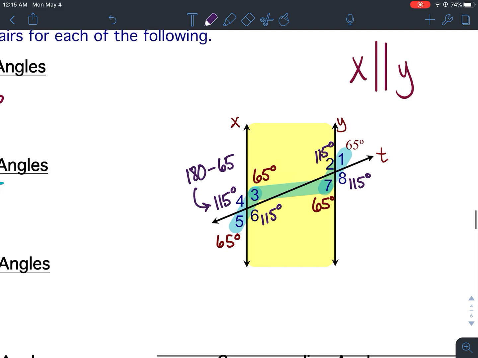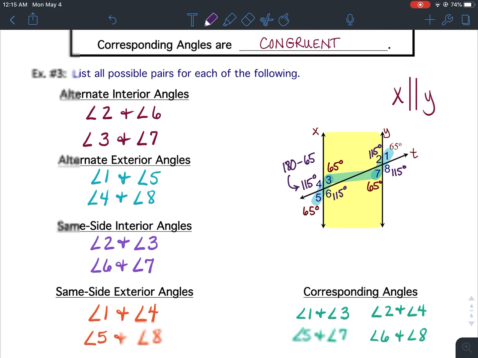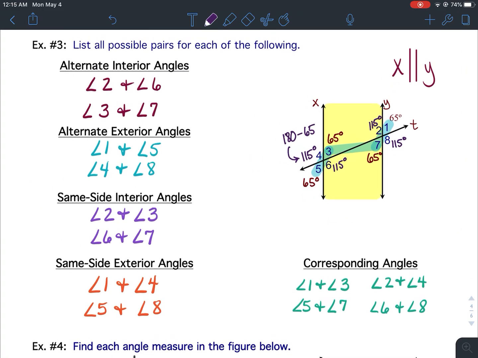Okay, pause your video, get all of that written down. If you have any questions on example 3, please let me know.